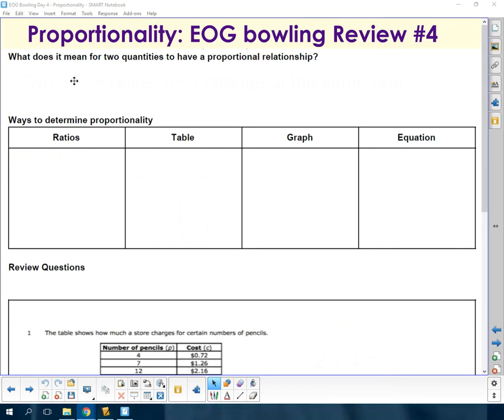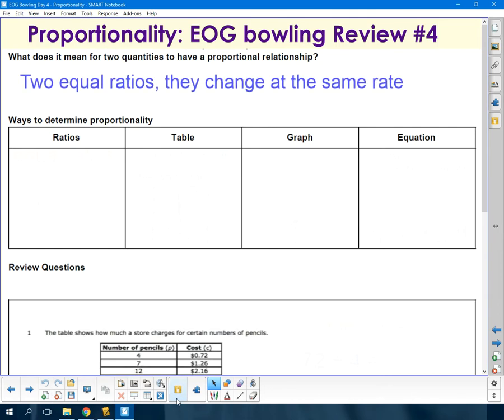This video will take you all the way back to Unit 5, when we talked about proportions and what they are, ways to determine it, and two kinds of practice problems you might see on the EOG and on your homework. Okay, for two quantities to have a proportional relationship, that means that they have two equal ratios. The word proportion means two equal ratios. That means they have the same rate of change. They change at the same rate.